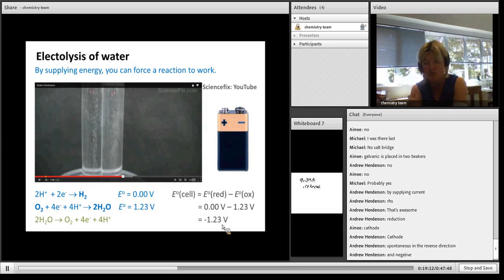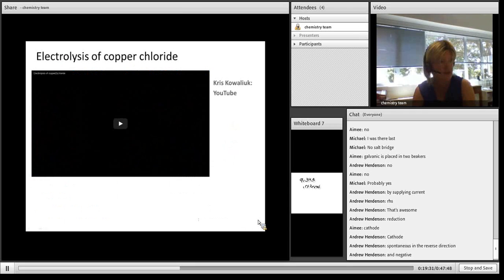They use super cooled liquid oxygen and hydrogen gas, and then they add a spark to it, and it's enough to send a rocket into space. Okay, so that is the spontaneous reaction. We're doing the non-spontaneous one here by supplying energy.